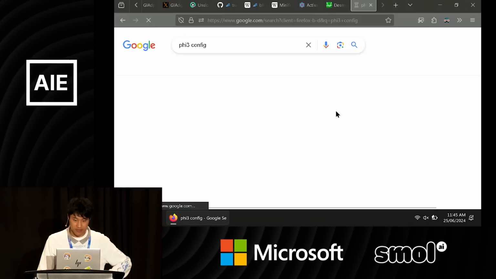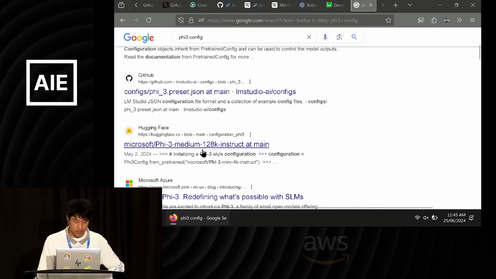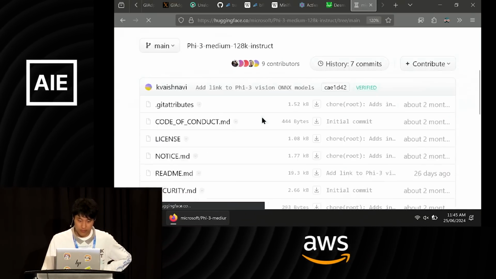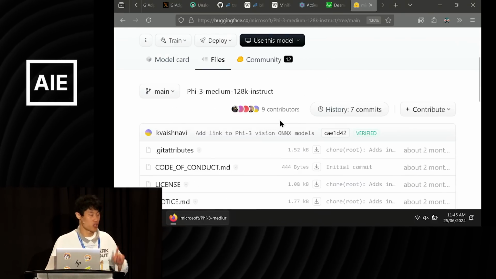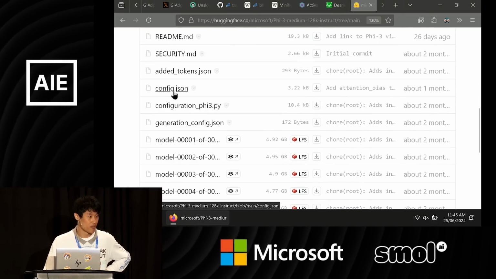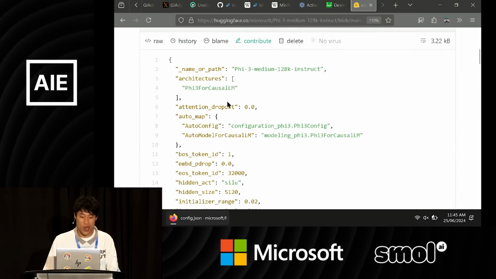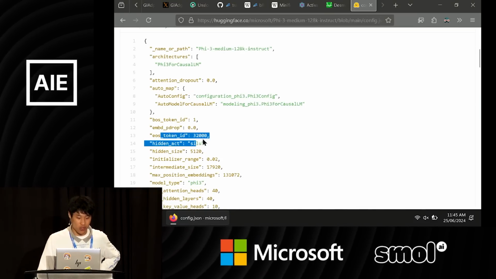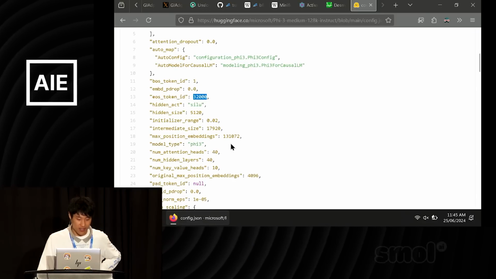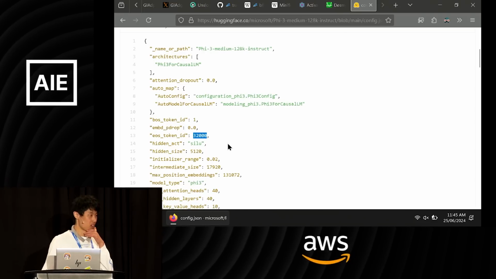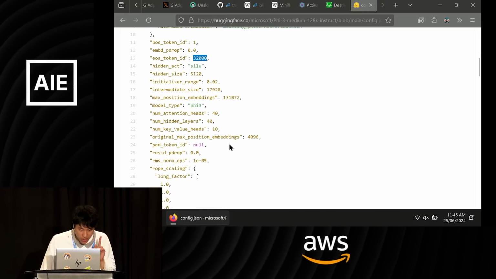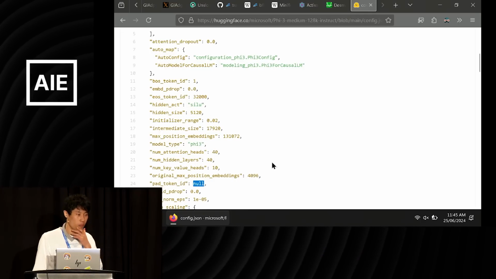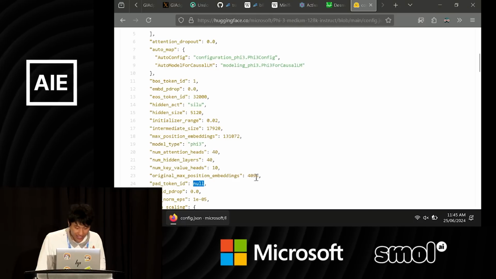Phi-3 config. Okay, I'll just use the instruct version. Whenever you go to new models, always read the config file, config.json. When you open it up, it tells you all the tricks you need to know about the model architecture. It tells you the EOS token ID, 32,000. The pad token is also 32,000. Is that a good idea? You have to think about why they are there.